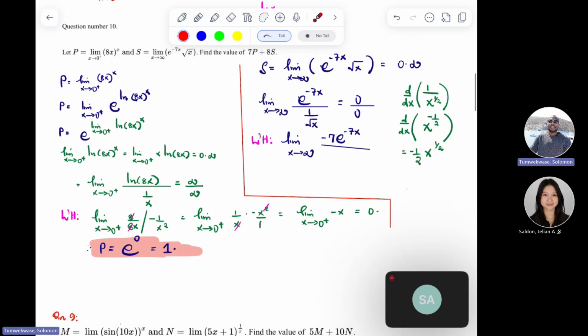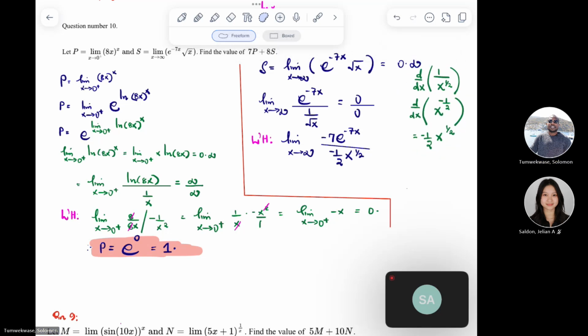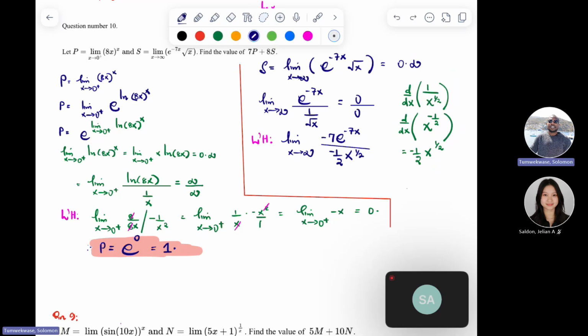So basically, when I take the derivative of 1 over square root of x, I end up with negative 1 half, then x to the power 1 half. Okay, and then from here, I'm taking the limit. Let me push this a little bit. So from here, I'm taking this limit directly.